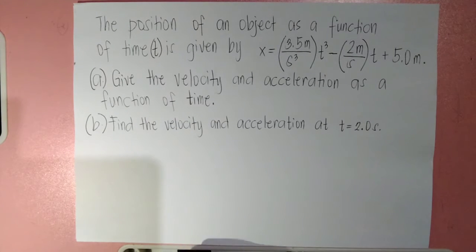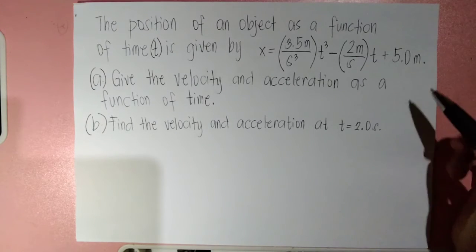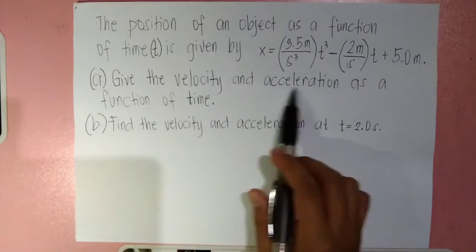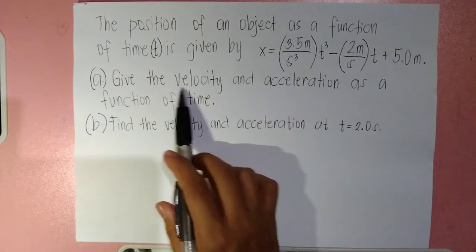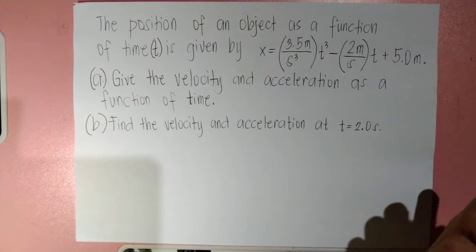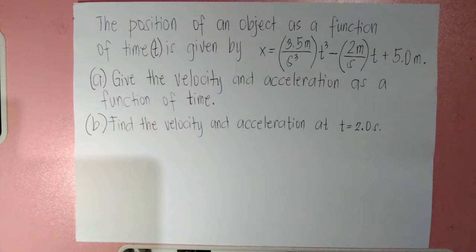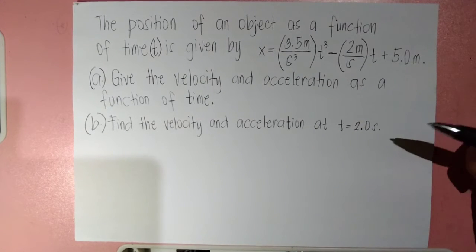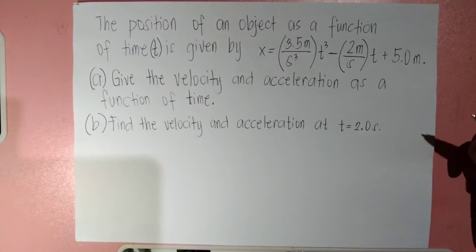And for letter B, we will find the velocity and acceleration at t equals 2.0 seconds, meaning whatever equations we get from letter A, we are going to substitute the value of t, which is 2 seconds, in that equation. So let's get started.